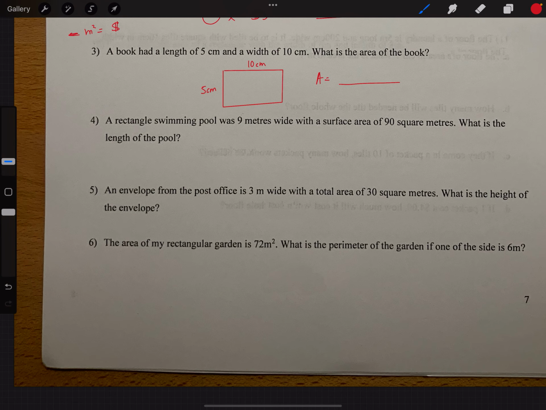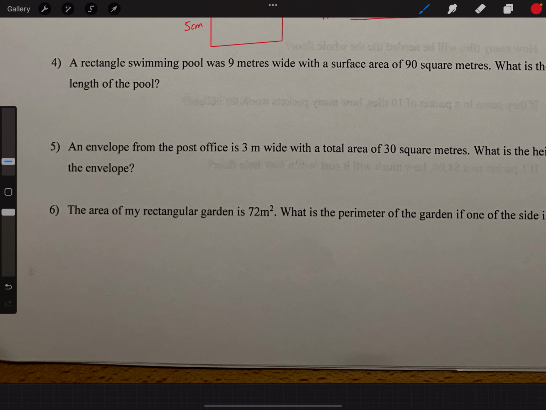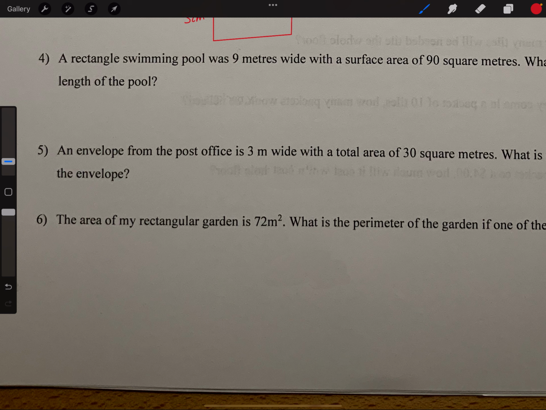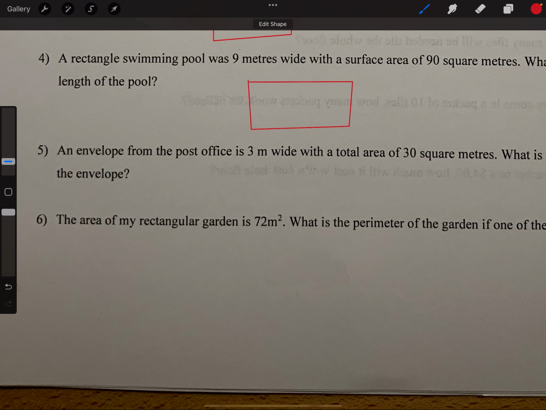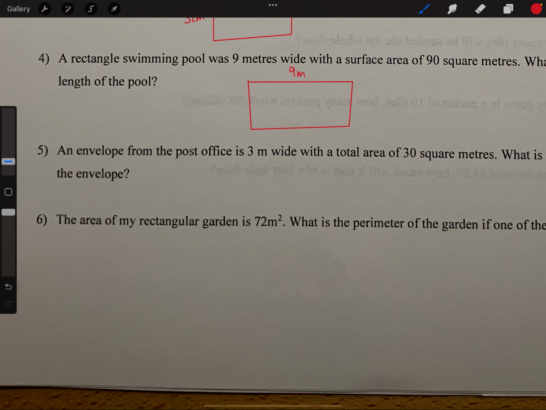Okay, question 4. A rectangular swimming pool was 9 meters wide with a surface area of 90 square meters. So imagine you have a swimming pool and it was 9 meters wide and a certain amount of meters long. You need to find out how long it is. It has an area of 90 square meters. So what's this length? 9 times what will give me 90? You can figure that out easily.